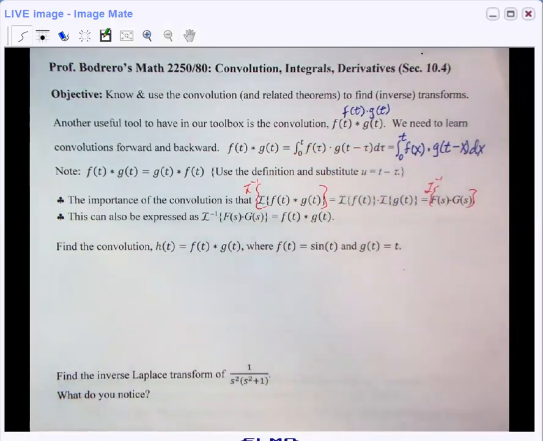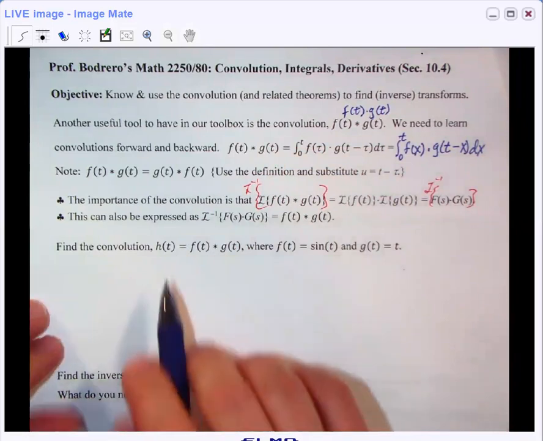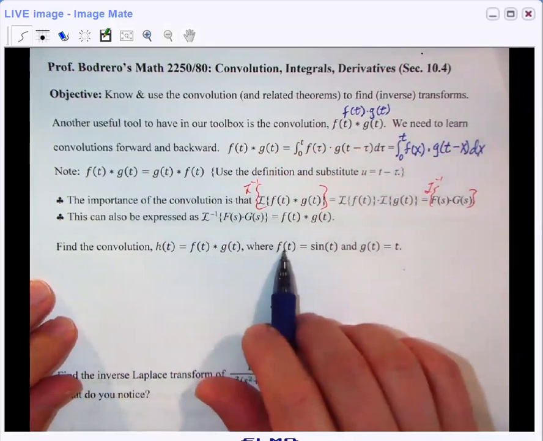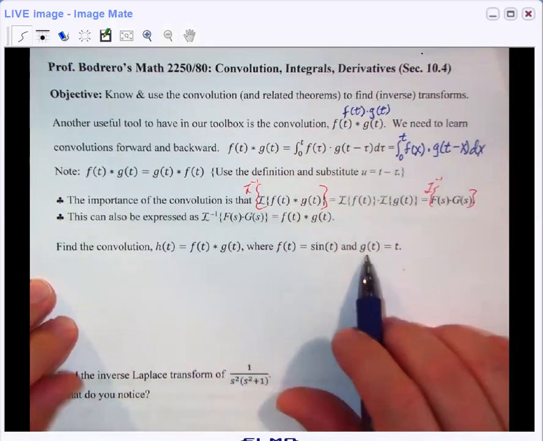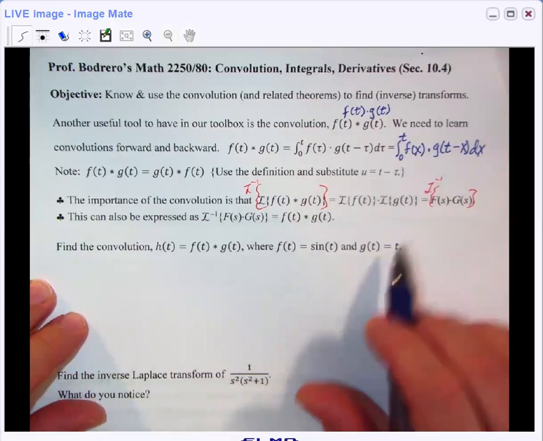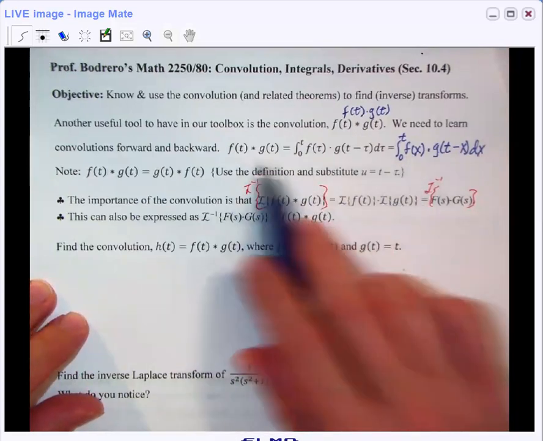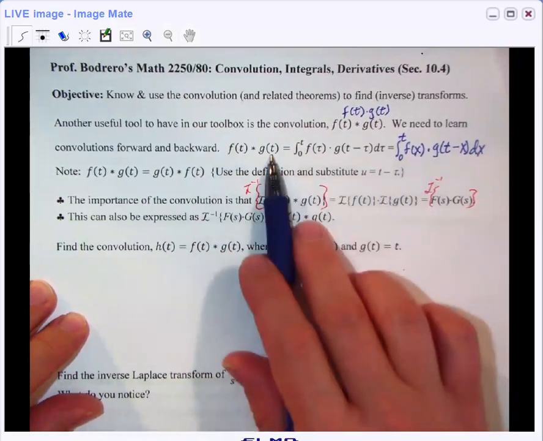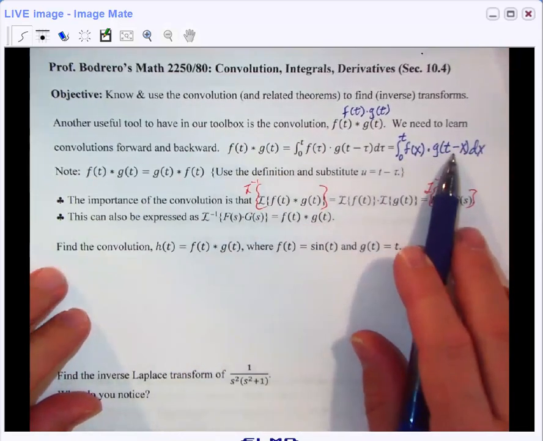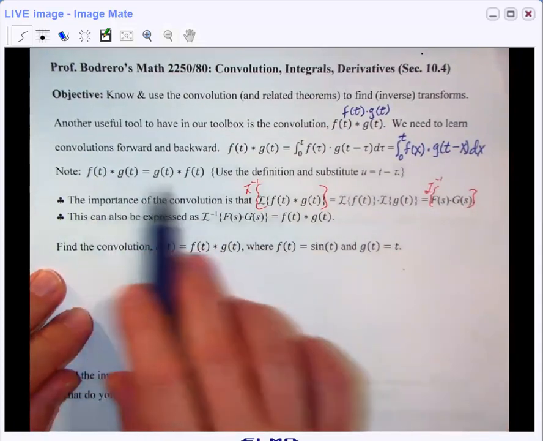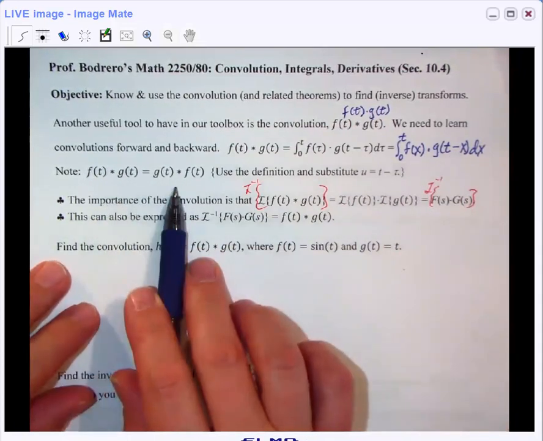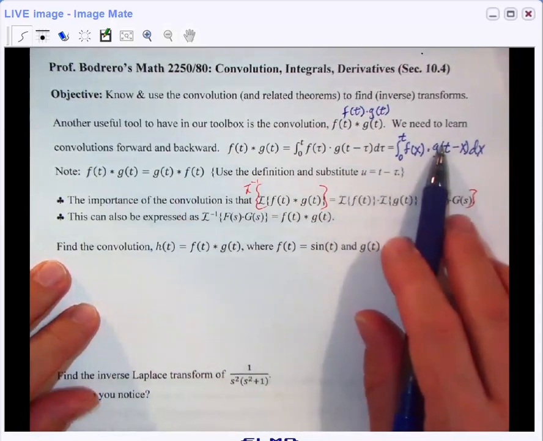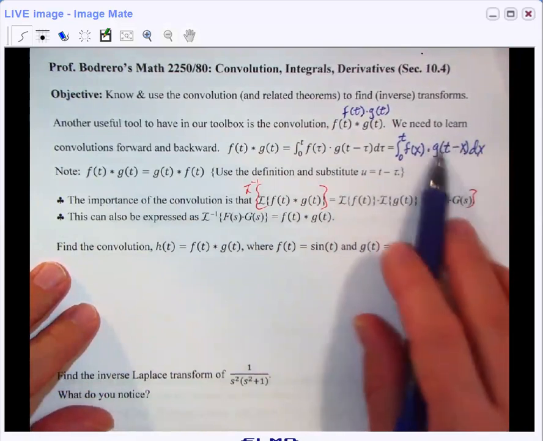Let's do a problem. Let h of t be f of t convolute g of t, where f of t is sine of t and g of t is simply t. Notice that when we do the convolution, the first one has a simple input and the second one has a slightly harder input. Because the convolution is commutative, whenever possible I try to make the easier function be the second one so that this is easier to handle.